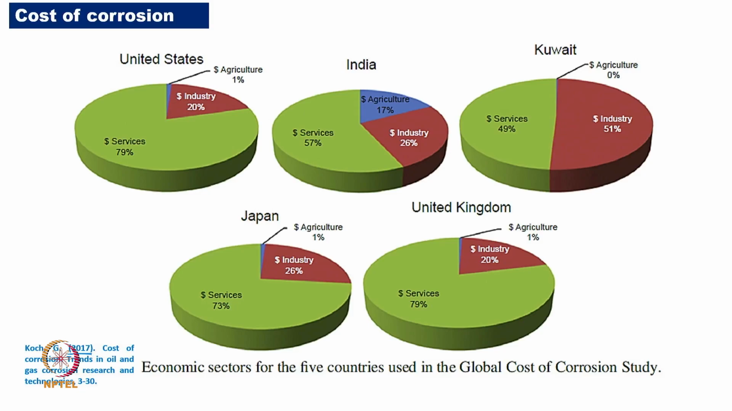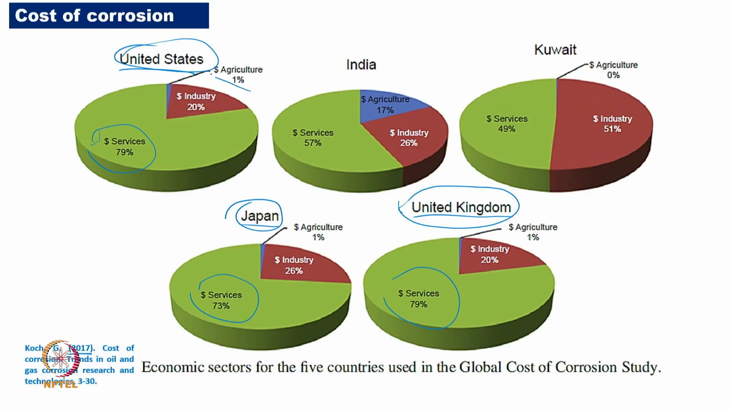They have given five countries, one of which is the United States, Japan and the United Kingdom. They found that in these three developed countries, the responses are more or less the same. In the USA, the service sector contributes around 79% of the cost of corrosion, in Japan it is 73%, and again the United States is 79%. They are not talking too much about agriculture. Agriculture is only 1%. When it comes to India, the agriculture corrosion cost is around 17%.